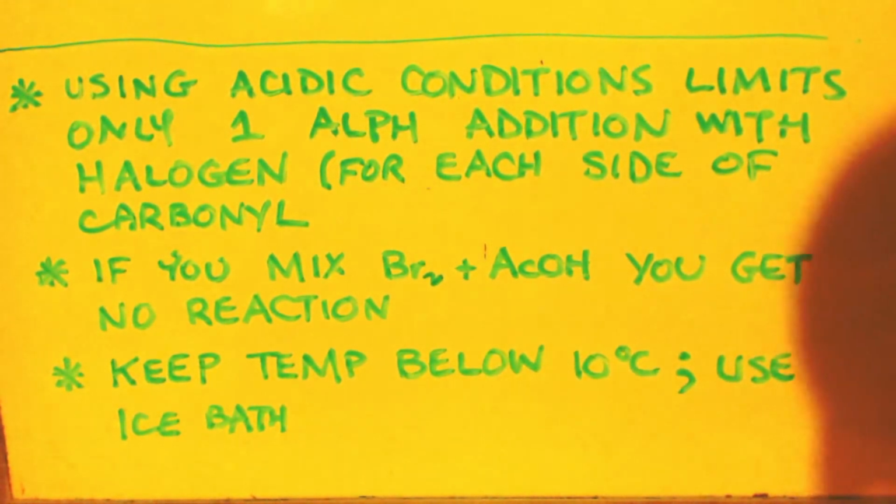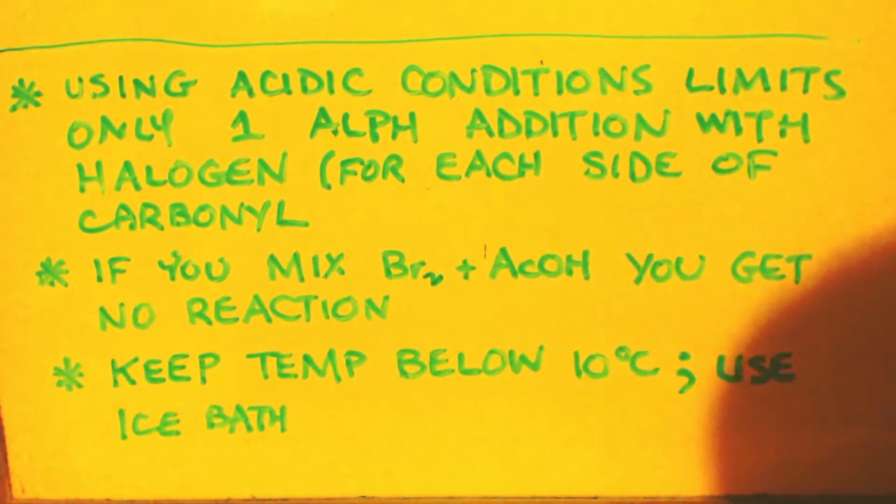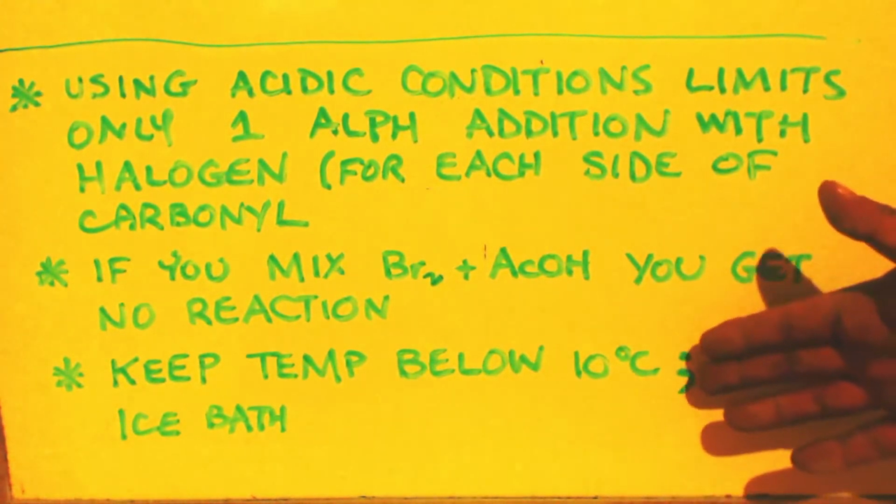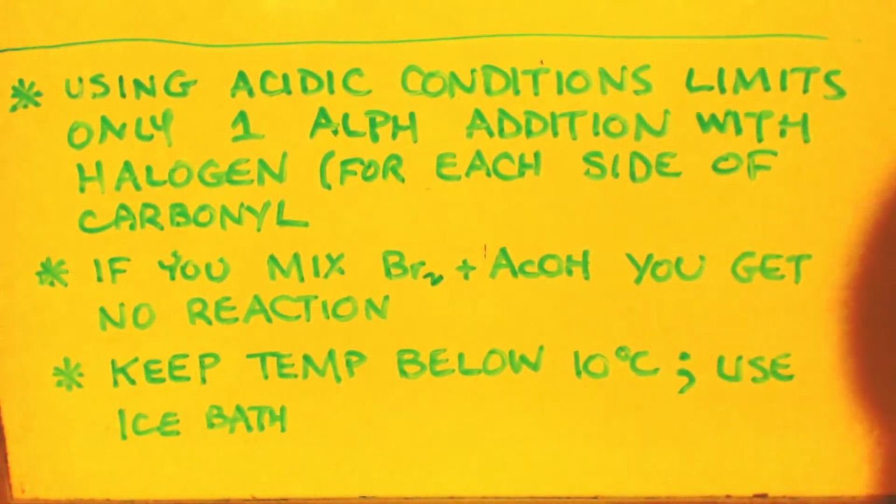And the third thing I wanted to bring up is that you want to keep the temp below 10 degrees Celsius. Use an ice bath. When you first start out, get all your chemicals as freezing cold as you can, 5 Celsius if you can get it that low. And then try to keep the reaction below 10 C the entire time.